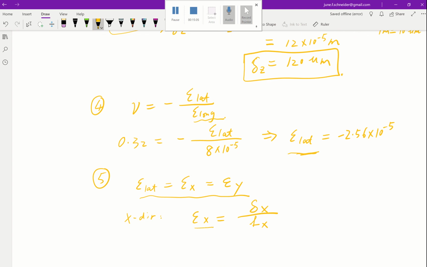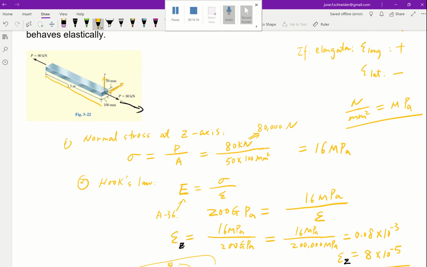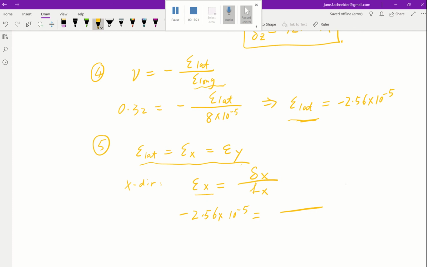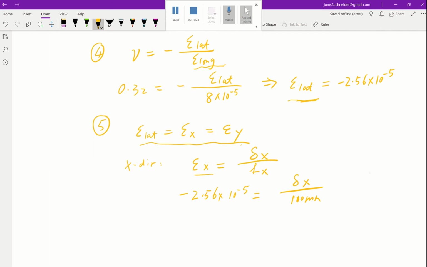Our epsilon x, which is lateral strain, is negative 2.56 times 10 to negative 5. And what's the x direction original length? Let's go back. X direction is here, and it is 100 millimeter. So let's put it in there, 100 millimeter. Then we can find how much change, what's the contraction at x direction. So delta x will be equal to negative 2.56 times 10 to negative 3 millimeter.